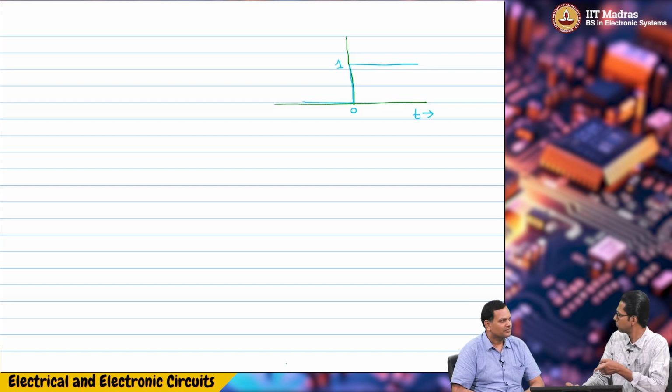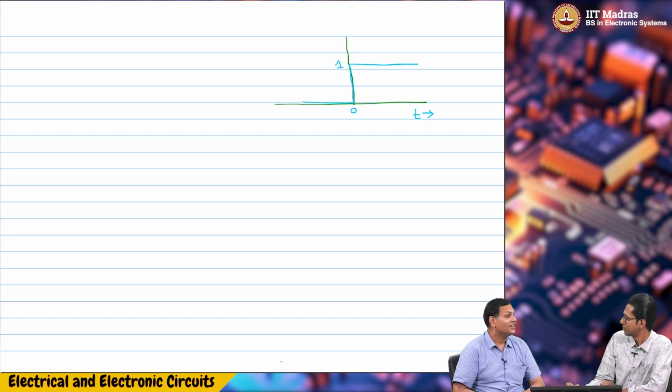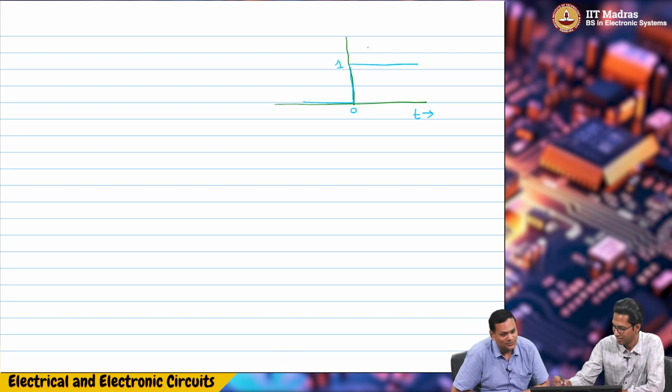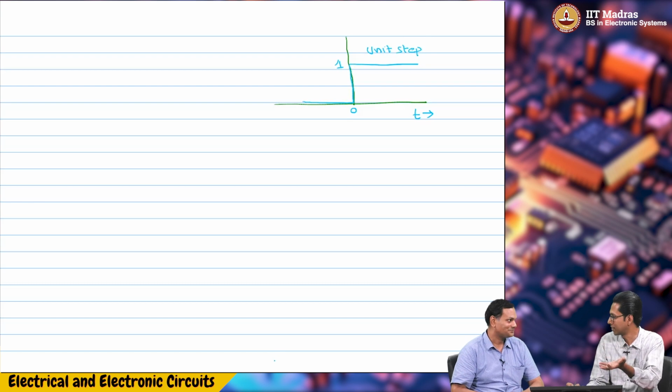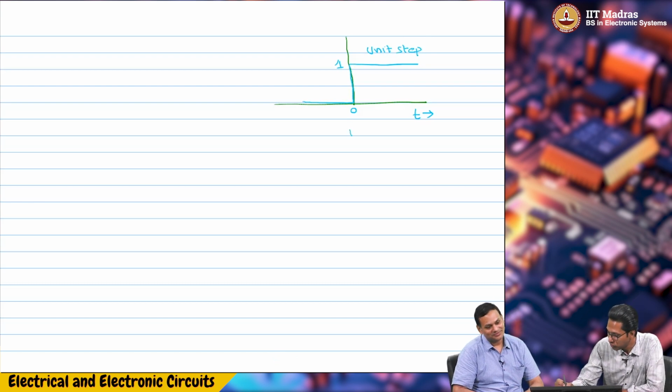You were mentioning some name for this. It is called a unit step. That is what I've learnt. And u of t is what they used to call it. It's actually just stepping at 0 with a height of unit. Correct. So it's u of t.